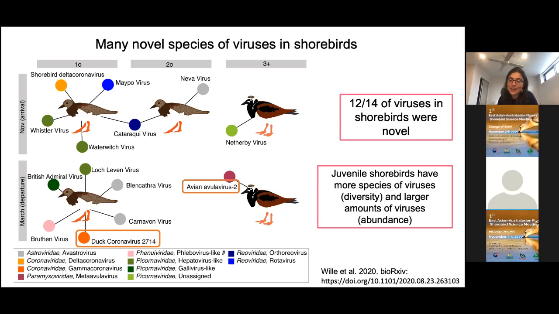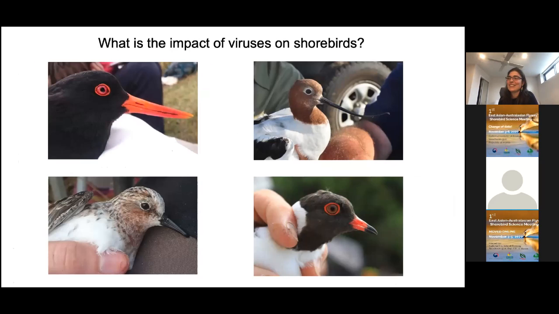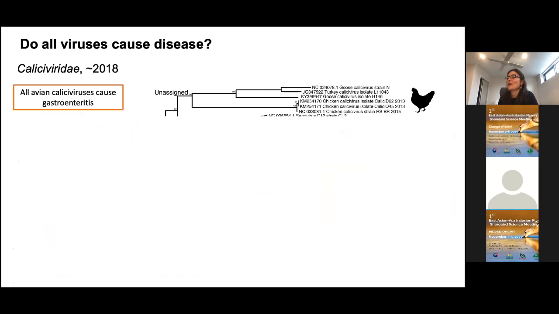Now, just because you find a virus, what does it mean? This idea of viruses causing disease is an old idea, and I addressed this right in the beginning. Just because you find a virus doesn't necessarily mean it causes disease. I just want to show you a quick example here.